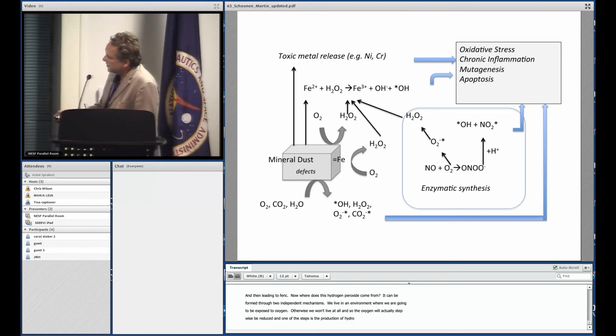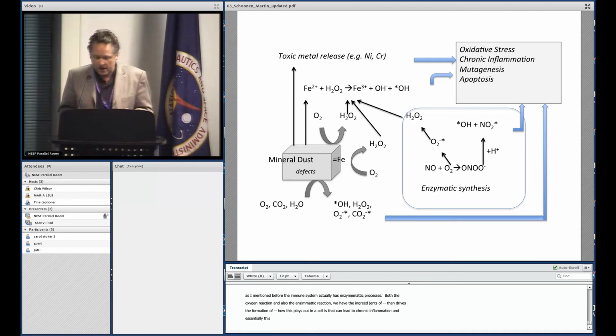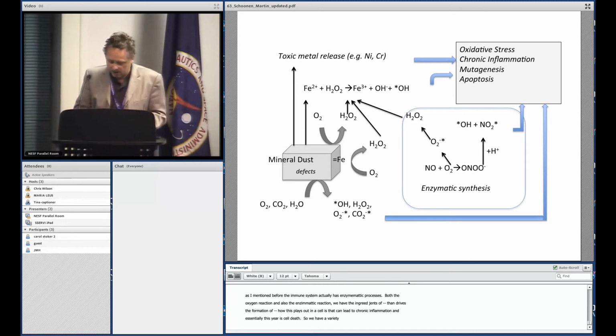The other thing is, as I mentioned before, the immune system actually has enzymatic processes that can lead to hydrogen peroxide. So both the oxygen reaction and also the enzymatic reaction can lead to hydrogen peroxide. So we have the ingredients of iron, ferrous iron, and hydrogen peroxide, and then this can drive the formation of OH radical. Now, how this plays out in the cell is that it can lead to chronic inflammation, mutagenesis, and essentially cell death. So we have a variety of different outcomes that play out on the cellular level.